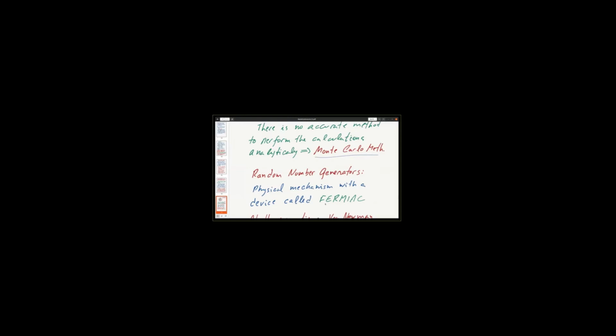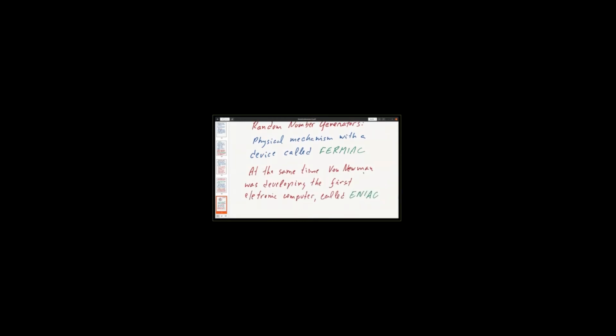So they developed a physical method to generate random numbers. This physical method was with a device called Fermiac, of course, based on the name of Fermi. And you can find a lot about it on the internet. So I suggest you search the internet for Fermiac and read a little bit about it.